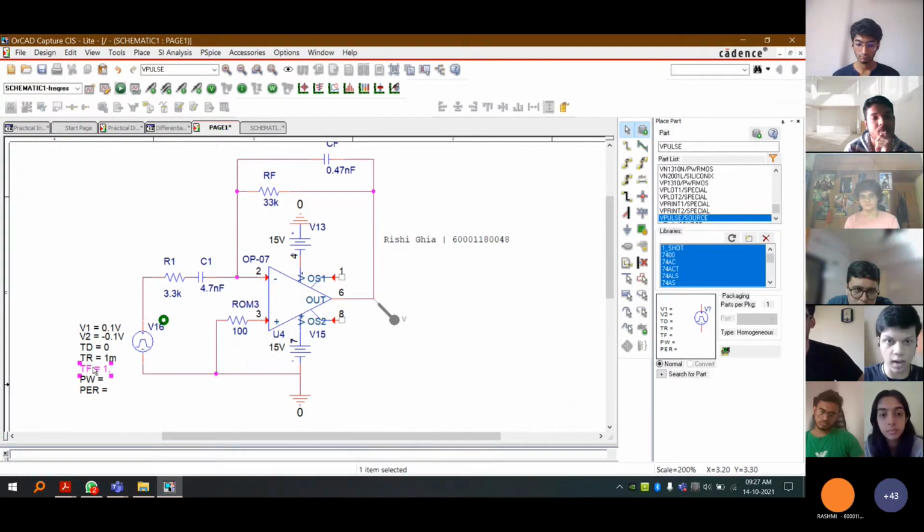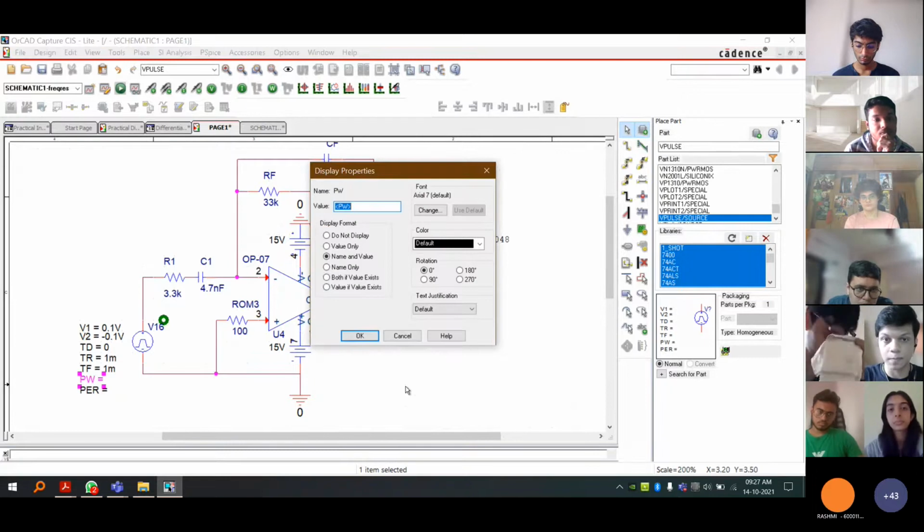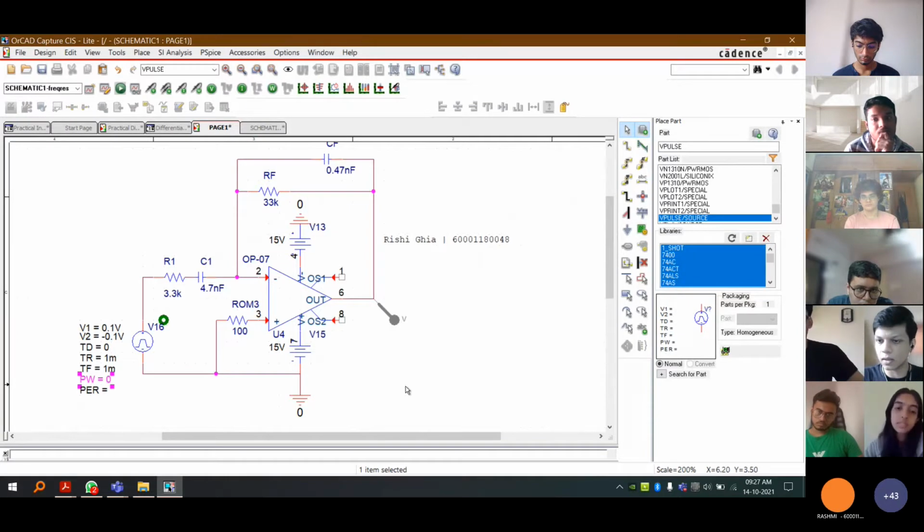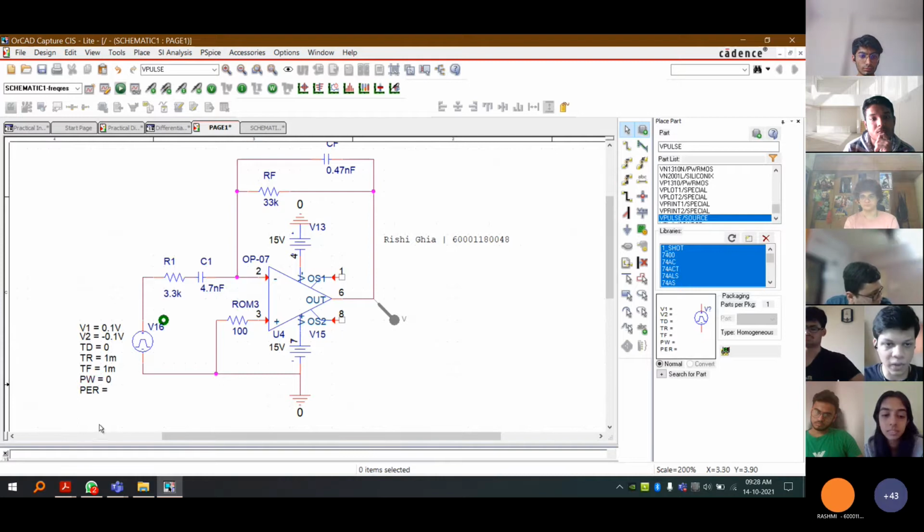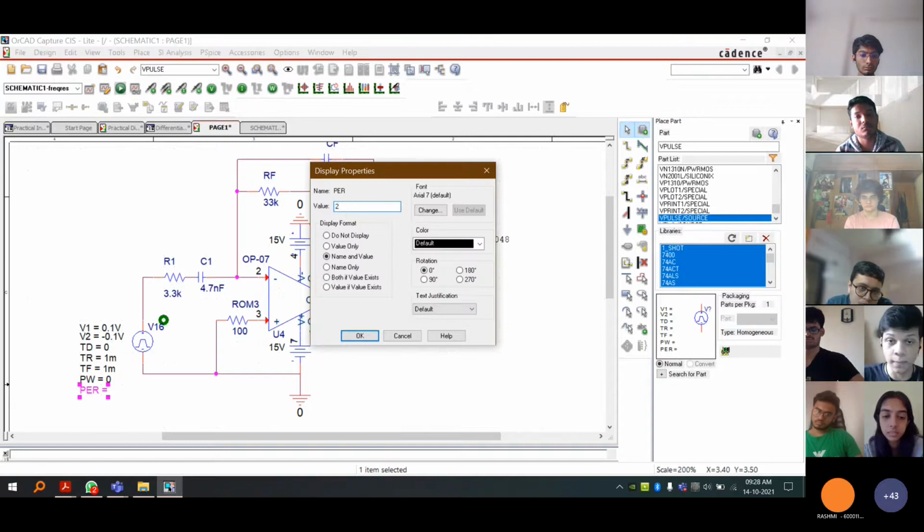Sorry, 1n. The pulse width will be nothing, because it's a triangular wave. We don't want the wave to stay at that V1 or minus V1 at all. We just want it to reach the V1 and then immediately fall back down to V2. So that's why the pulse width is going to be 0. I made the mistake of giving it a positive value yesterday, but I won't make that today.